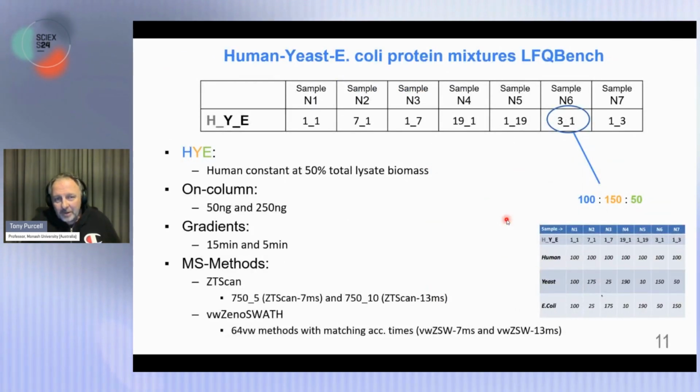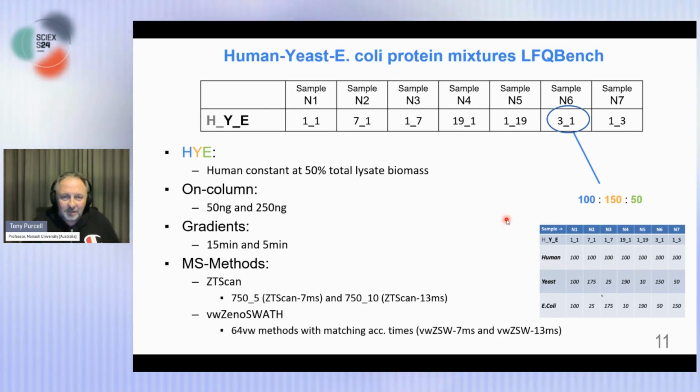To further benchmark these two methods, we did a mixed digest of human, yeast, and E. coli tryptic digests in an LFQ benchmarking study. I'll just briefly try and explain this experiment to you. It takes a little while to get your head around. So we made 7 pooled samples with different ratios of human to yeast to E. coli. We kept the human content constant at 50% of the total lysate biomass.